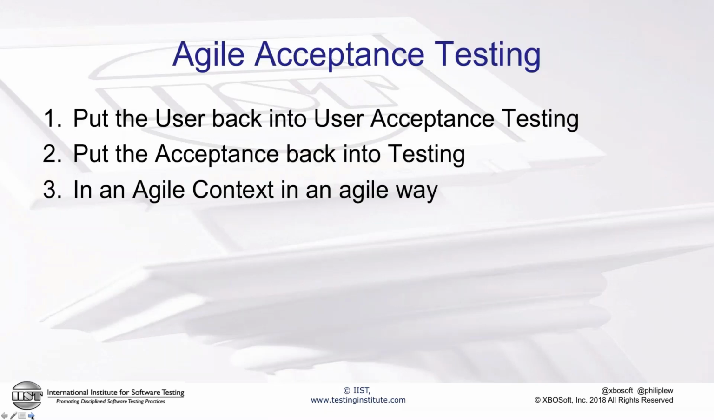And so today's going to be about what I call putting the user back into user acceptance testing and putting acceptance back into testing in an agile context and in an agile way. So you notice that Agile context, Agile is capitalized because that mentions the reference to the Agile Manifesto, whereas agile way is not capitalized because that's an adjective. And I think sometimes we forget that agile should be based on Agile.